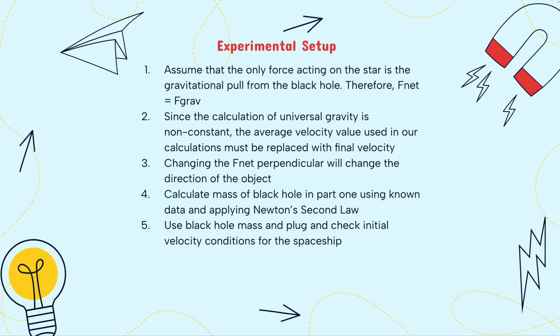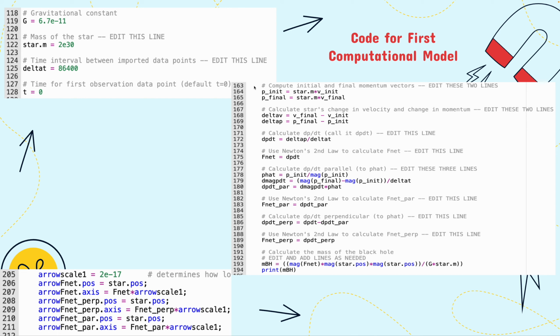And then to go into the experiment a little bit, first we're going to calculate the mass of the black hole in part 1 using known data, applying Newton's second law. And then secondly, we're going to use the black hole mass and plug and check initial velocity conditions for this spaceship. So here's the code for the first computational model.